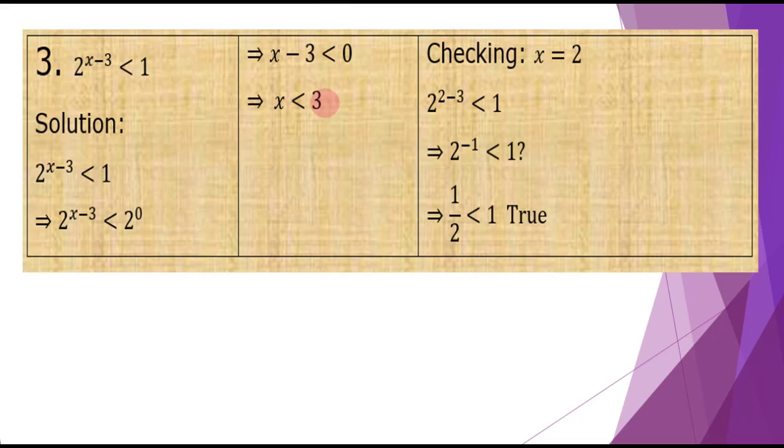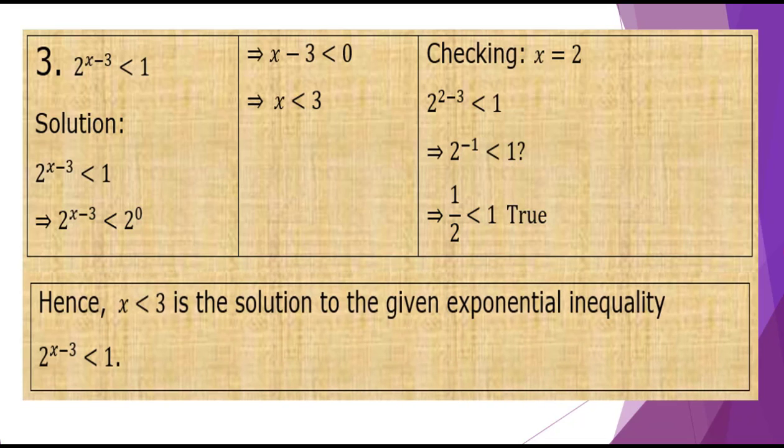Now, we choose the value of x to be 2. Substitution: is this true? 2 raised to 2 minus 3, that's 2 raised to negative 1, or simply 1/2. And 1/2 is less than 1. It's true. Hence, x less than 3 is the solution to the given exponential inequality.